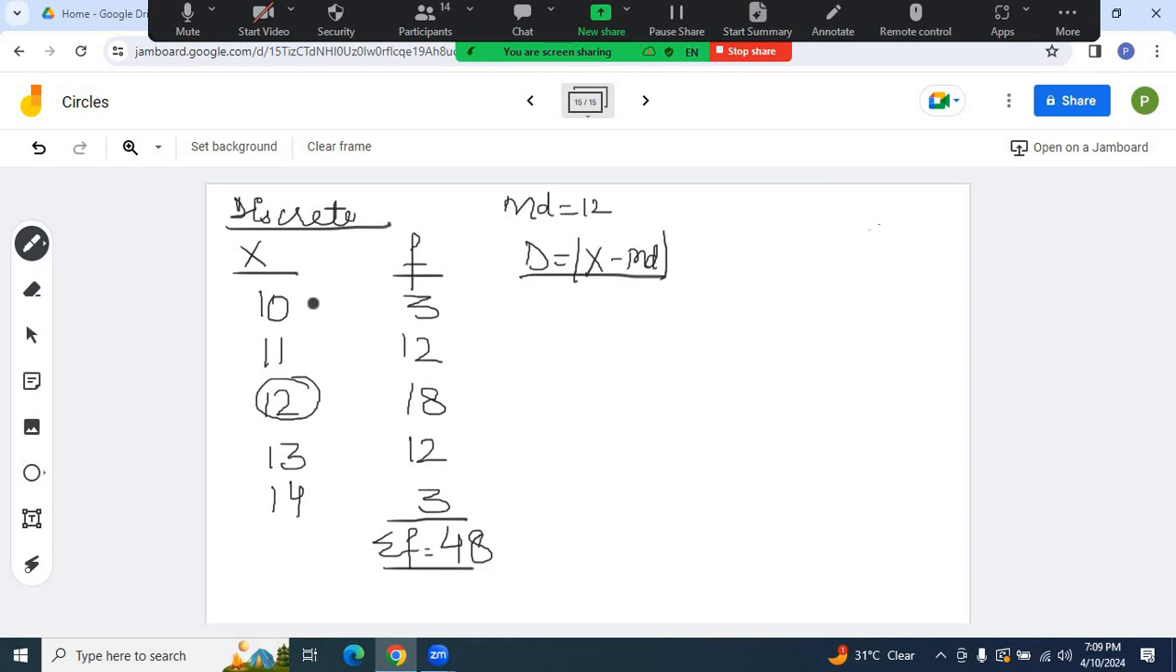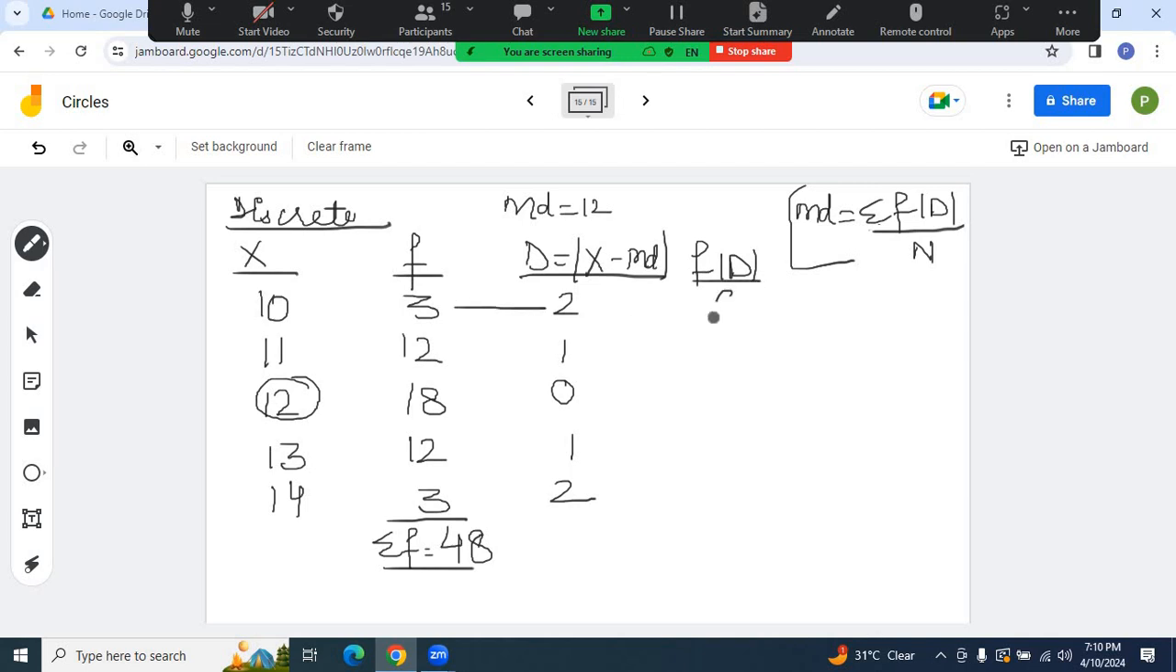So 10 minus 12, 2. 11 minus 12, 1. 12 minus 12, 0. 13 minus 12, 1. 14 minus 12, 2. Now the formula for mean deviation is summation fd, because why fd? Because frequency is also involved now, upon n. This is the formula. So we need fd now.